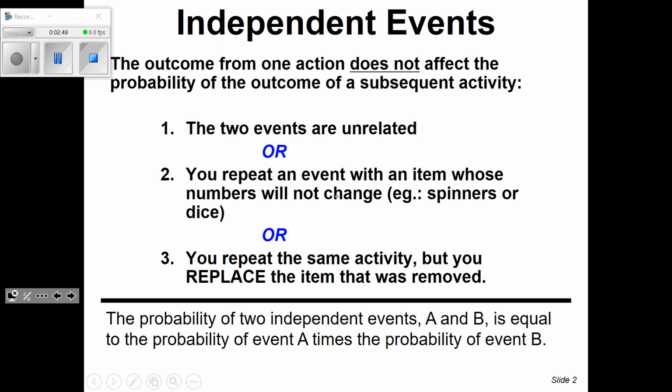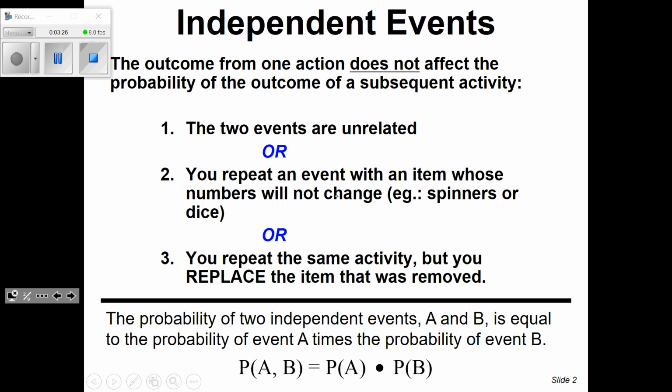Okay, and the formula that we use for finding independent probability, which again is the ones where event 2 is not affected by event 1, is the probability of A and then B is found by multiplying your probability of A times the probability of B. So again, this is our formula for independent events, which means these two events are independent of one another. They don't affect each other's outcome.